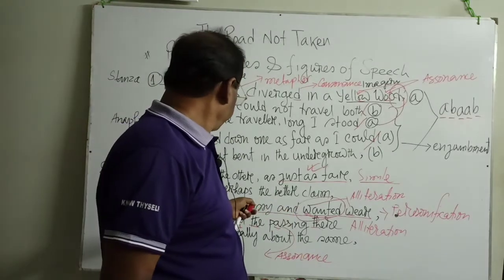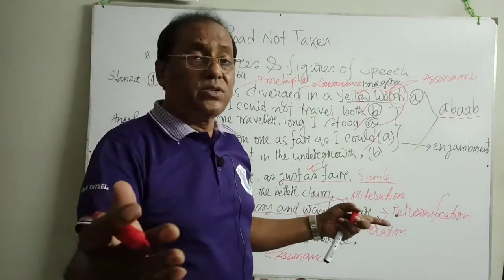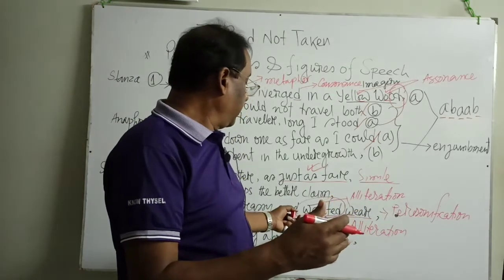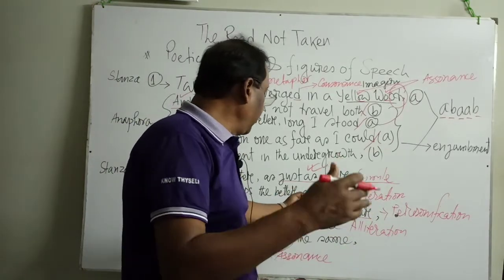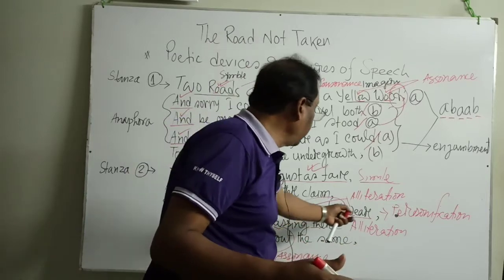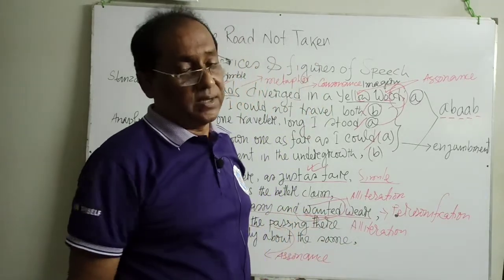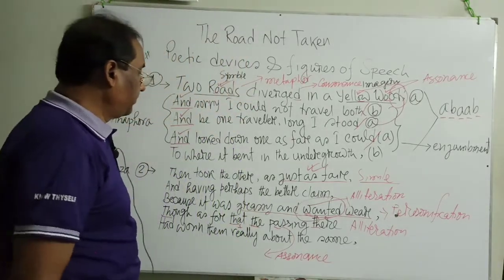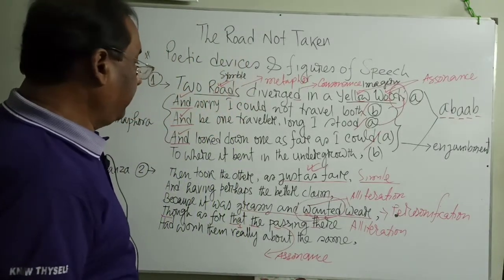Here, in fact, the road is not a person, but it is presented as a person that wanted wear, just like a person. So it is a kind of personification.